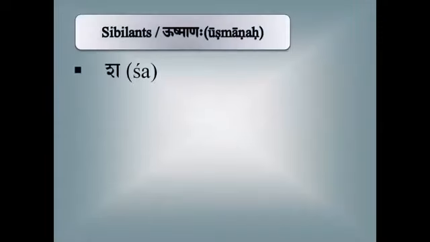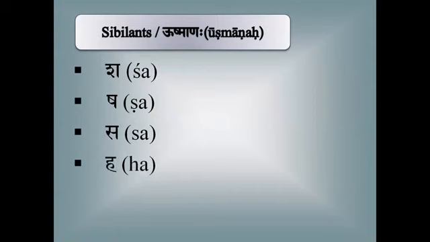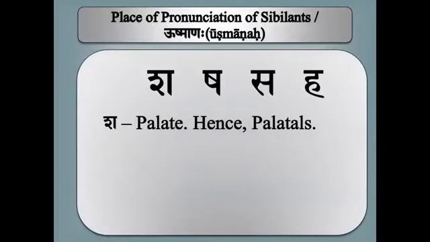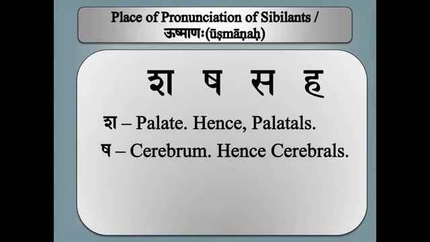Then comes sibilants, Ushmanaha, which was the last topic we saw. Sha, sha, sa, ha. We saw how to pronounce, from where the sound comes. Which part of the mouth? Sha is from the palate, therefore it is called palatal, and Sha is from the cerebrum, therefore cerebral.